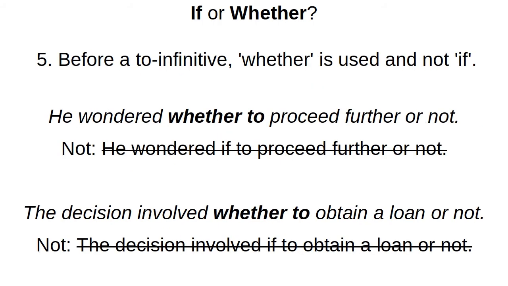Before a to infinitive, whether is used. If cannot be used. For example, the decision involved whether to obtain a loan or not. We cannot say the decision involved if to obtain a loan or not. Another example would be, he wondered whether to proceed further or not, and not he wondered if to proceed further or not. This is before a to infinitive.